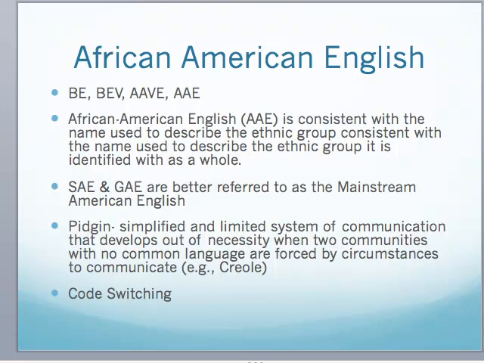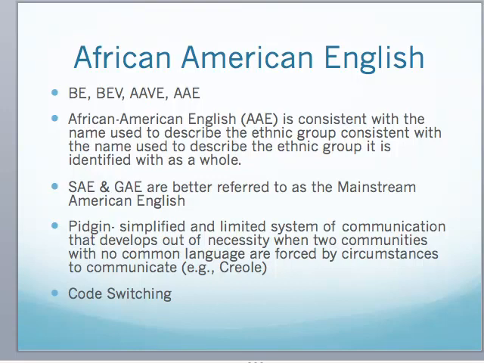Pidgin is what we call a simplified and limited system of communication that develops, sometimes, where there are two communities that don't have any common language and they're forced by circumstances to communicate. One of our best examples of that happens to be Creole, which is spoken in Louisiana. There were two languages and they came up with their own unique language out of two separate languages, and that's Pidgin.